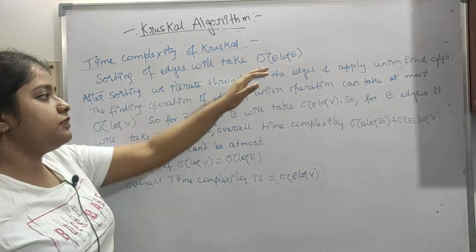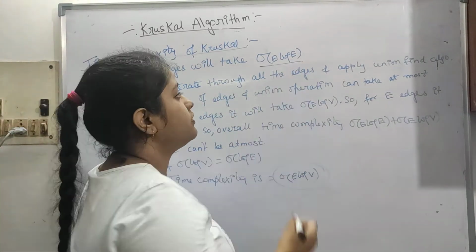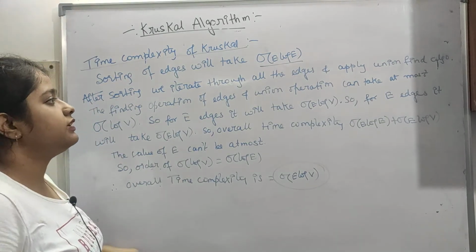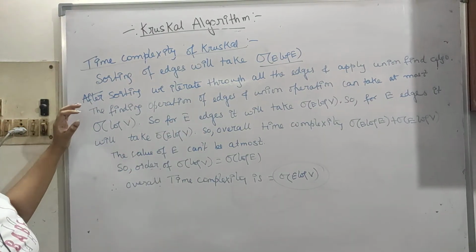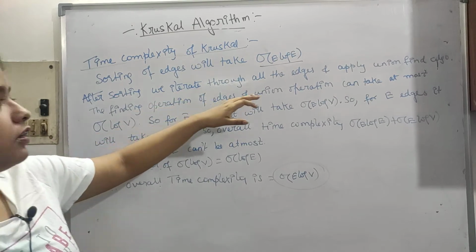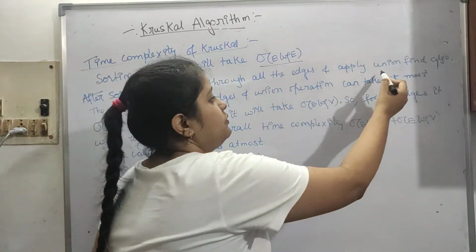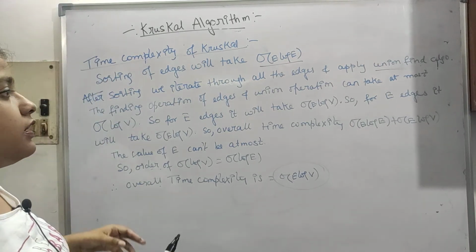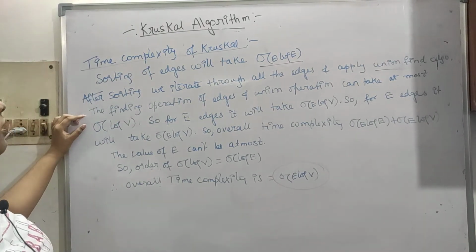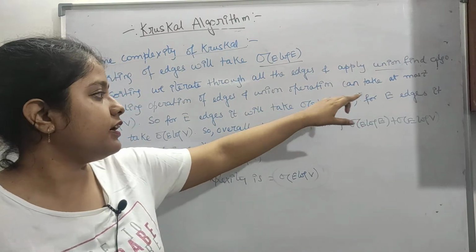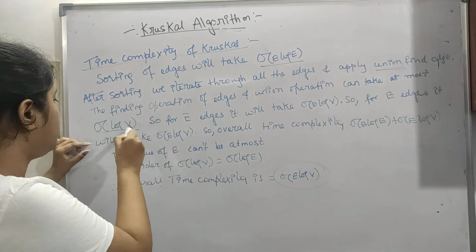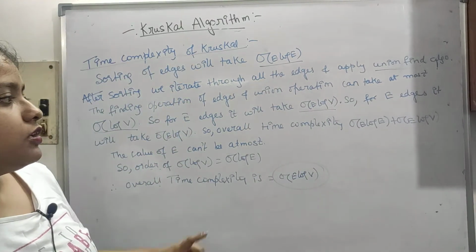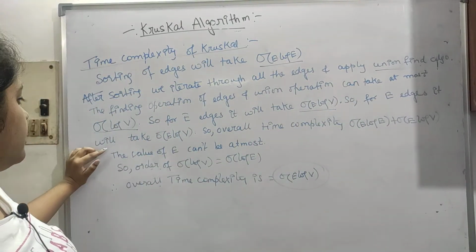Sorting edges will take E log E, obviously, as E edges are there. Any stable sorting algorithm will give you E log E only. After sorting, we iterate through all the edges and apply the union-find algorithm, which I think is not in the GATE syllabus. The find operation and union operation can take at most order of log V. So for E edges it will take order of E log V.